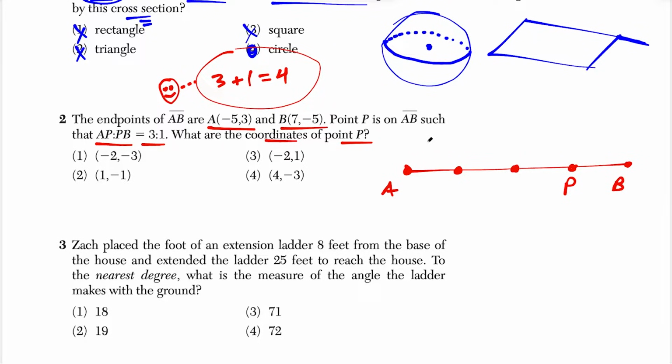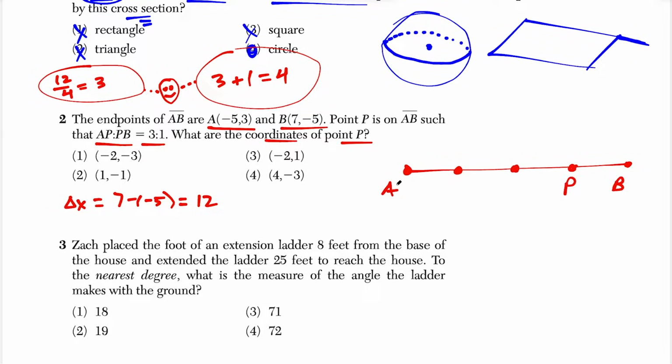Now what I do with this information is find the change in x. The change in x is the difference of the x values. I would do 7 minus -5, and that's equal to 12. That means if we do -5 plus 12, that's going to bring us to 7. But notice that we're going 1, 2, 3, 4 jumps, so I'm going to take this 12 and divide it by 4. And 12 divided by 4 is equal to 3.